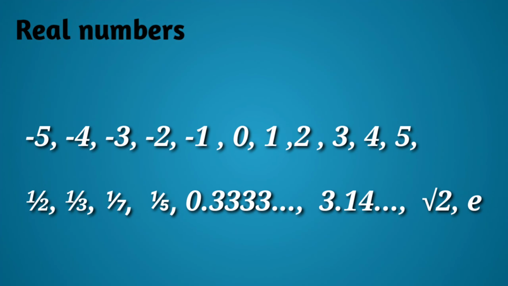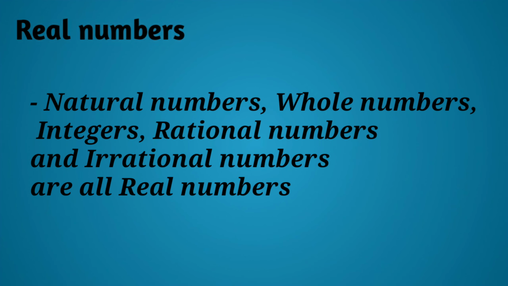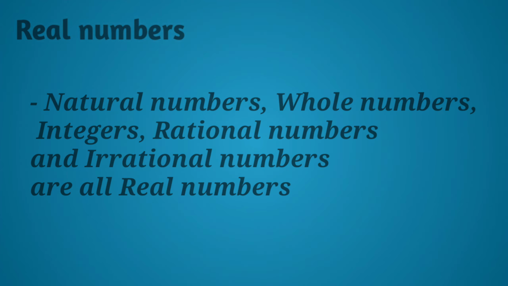Next are real and imaginary numbers. All of the numbers that have been mentioned earlier are real numbers. This includes all the natural numbers, whole numbers, integers, rational and irrational numbers. They are all classified as real numbers. Lastly, we have imaginary numbers.